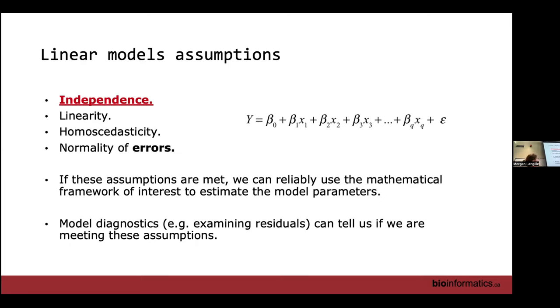Homoscedasticity, which is a fun word to say. Again, these assumptions mostly apply to the errors and the residuals, and the variance of the residuals should not change along the predictor. And then normality of the errors, and we'll talk about what happens when our data isn't necessarily normally distributed.